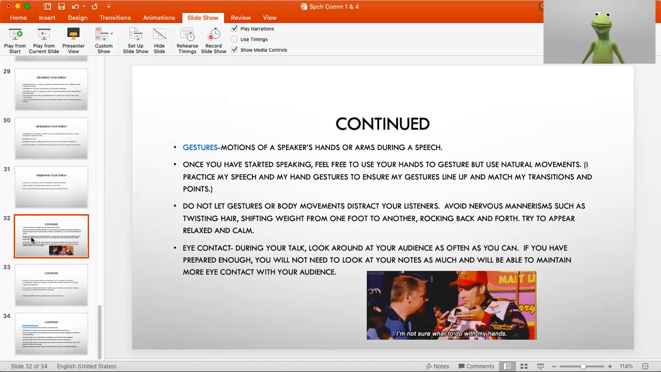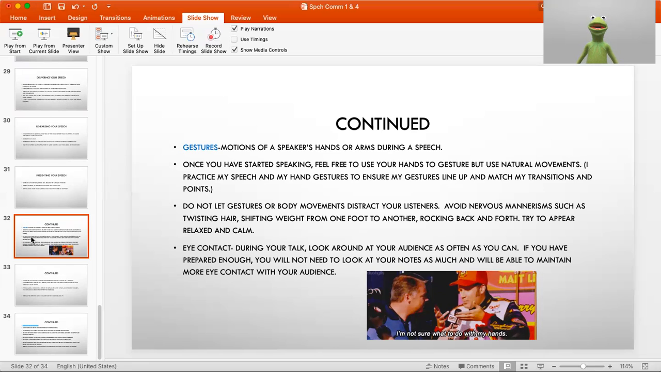The other thing you want to think about when you're doing your speeches are your gestures. You want to think about those motions of your hands and your arms or your feet. So once you've started speaking, feel free to use your hands to gesture, but you want to use natural movements. Something that I do is I practice my speech, but I'm also practicing my hand gestures. What are my hands doing? I try to line them up to match the transitions that I'm making, moving from one point to the next.